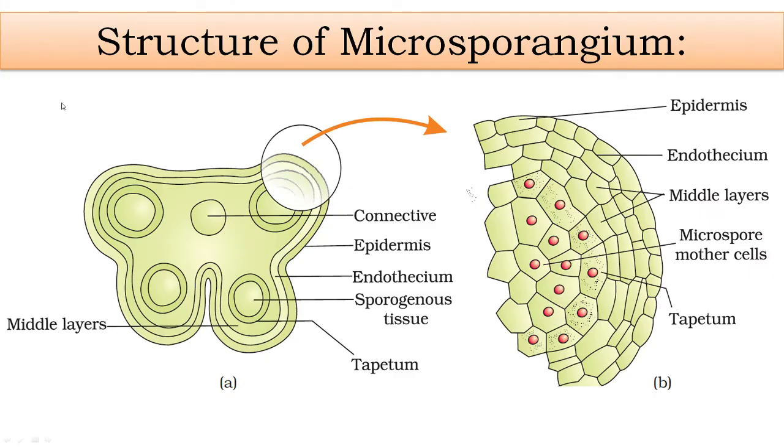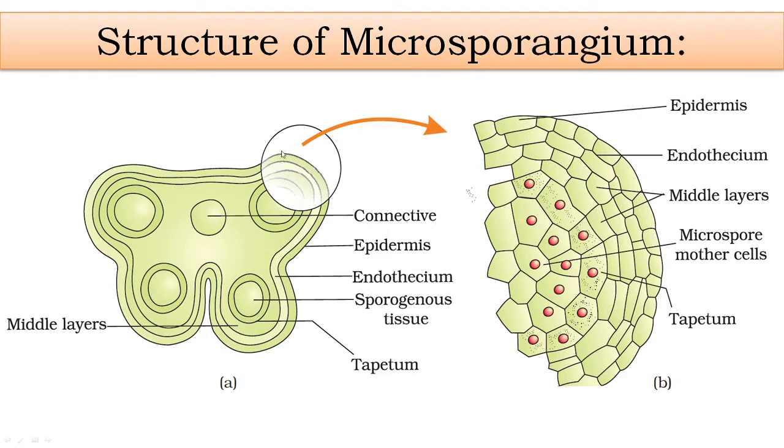You can clearly see if you cut the anther, you will see that the anther is bilobed, right? And each lobe contains 2 theca, and in theca it contains microsporangia.